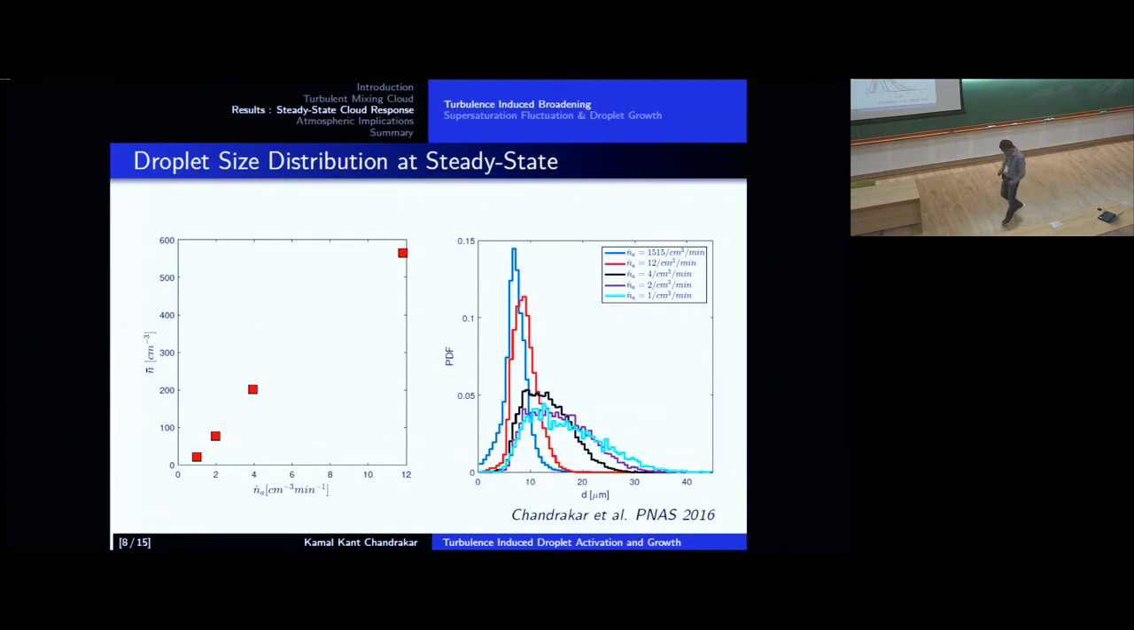So the dissipation rate is on the order of 10⁻³ meters squared per second cubed.